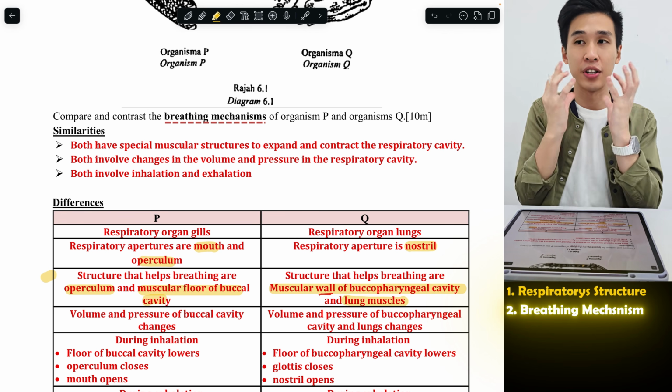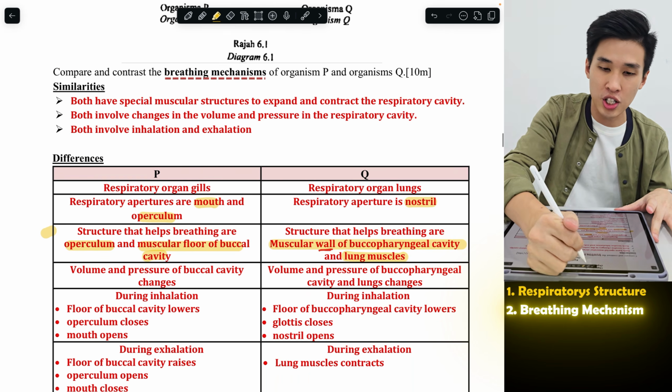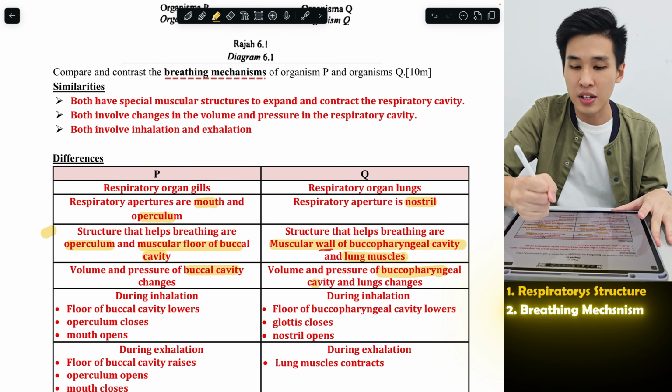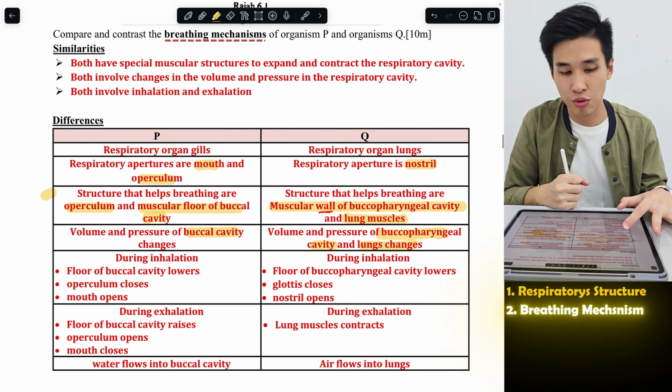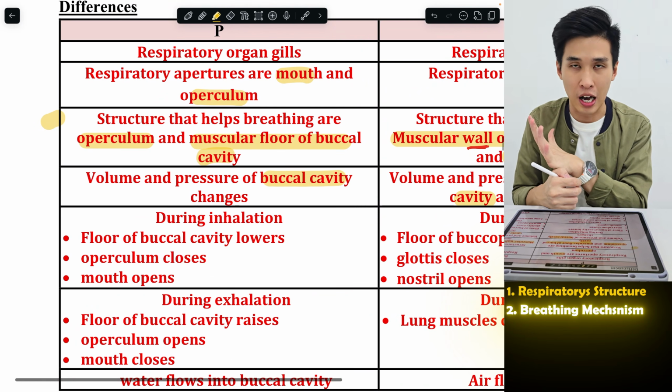Their buccopharyngeal cavity helps to take in air, inhale. Then volume and pressure of what changes? Volume and pressure of buccal cavity, their mouth. Frog is buccopharyngeal cavity and lungs. Okay, then during inhale and exhale, there are three things to write for each fish and frog.